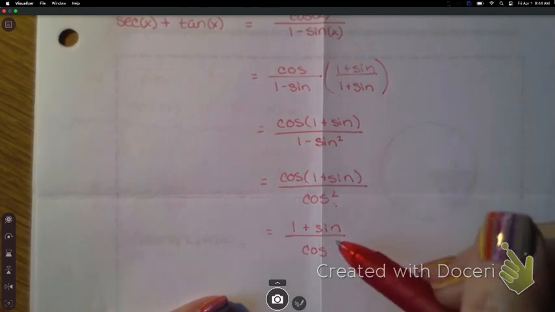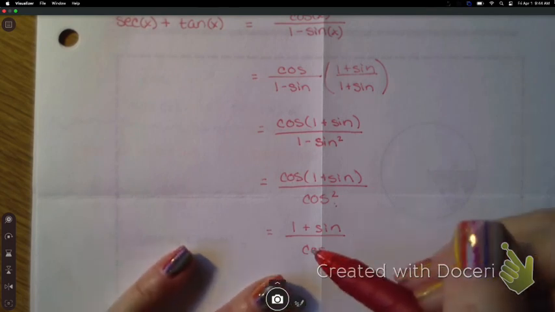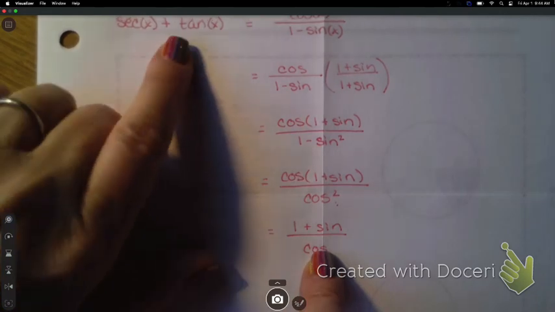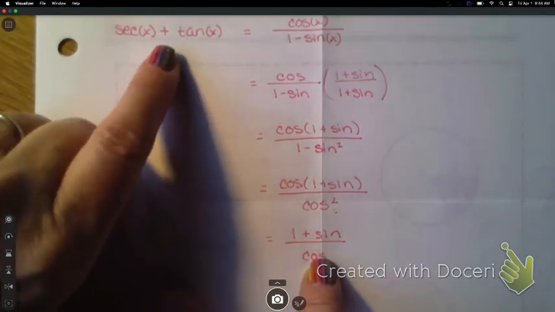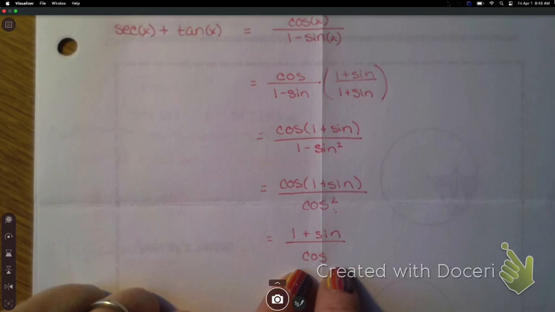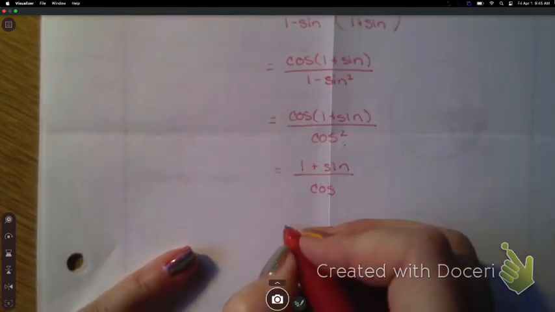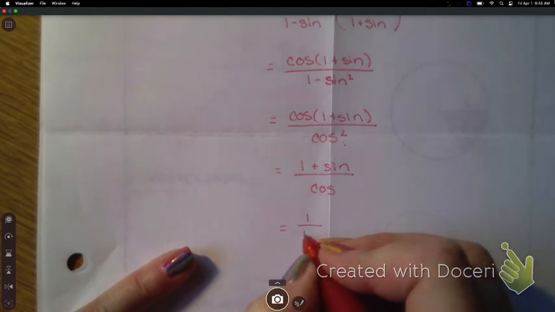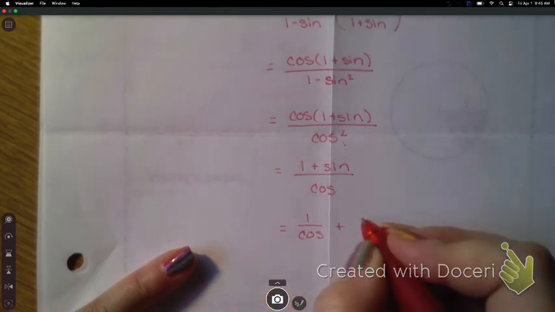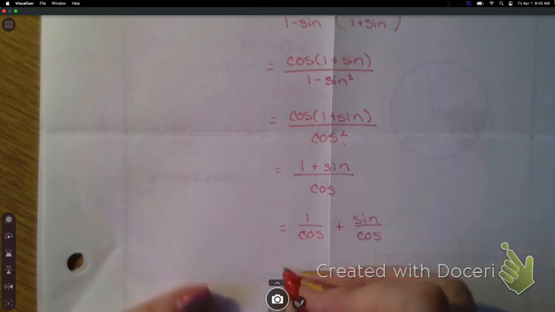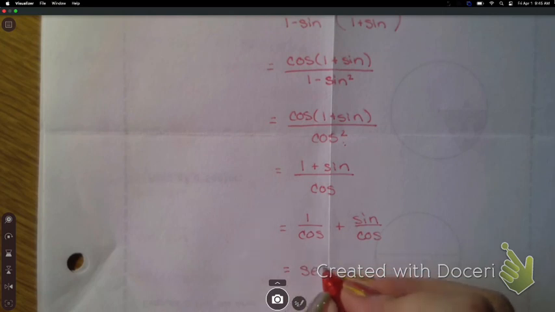If I can put two fractions together that have common denominators, can I pull them apart? Yeah. How do I know I want to pull these apart? How many things do I have on the left? 2. How many things do I have on the right? 1. So I need 2, correct? So this would get pulled apart as 1 over cosine plus sine over cosine. And that is secant plus tangent. Is that what we need? Sure is.